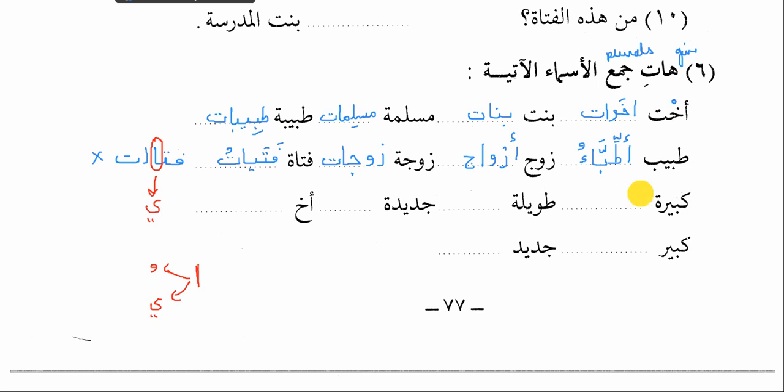Kabirat or kibar. You can write kibar, kabiruna or kabirat, or else you can say kibar. Tawila, tiwal.